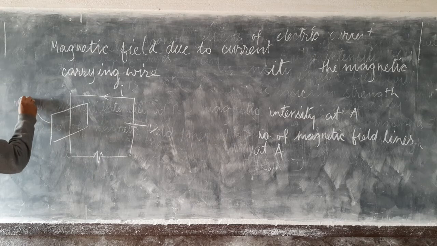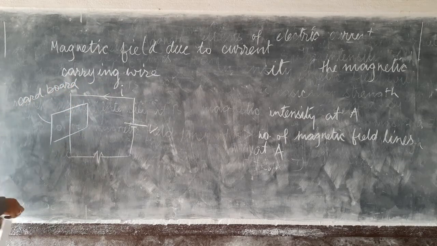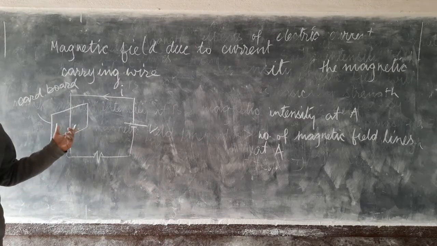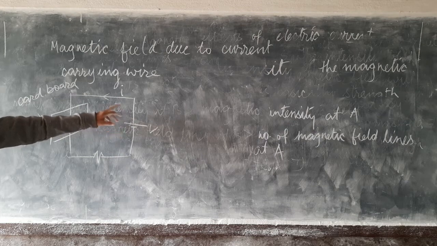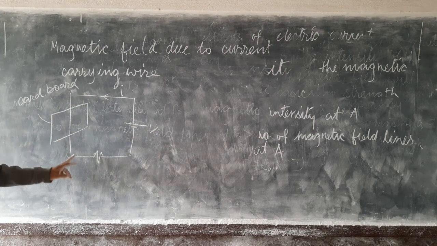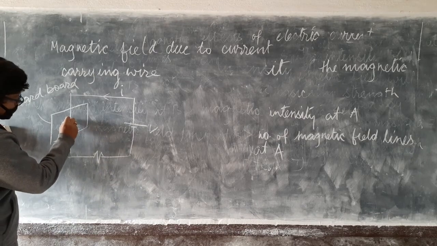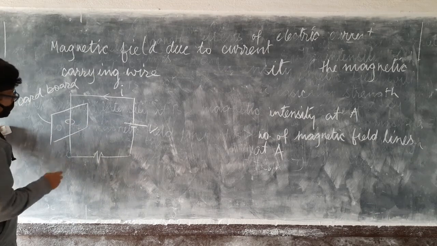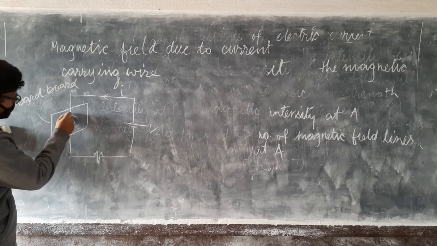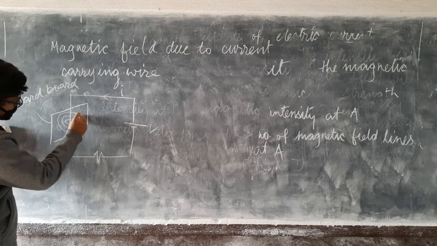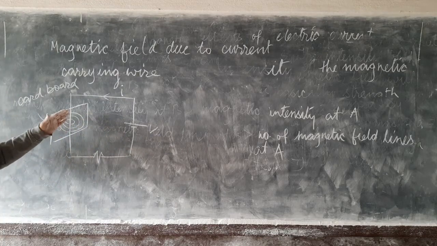Take a cardboard on which iron filings are kept, and then switch on this circuit. When current is passing through, you will see that the iron pieces will be arranged in this way.